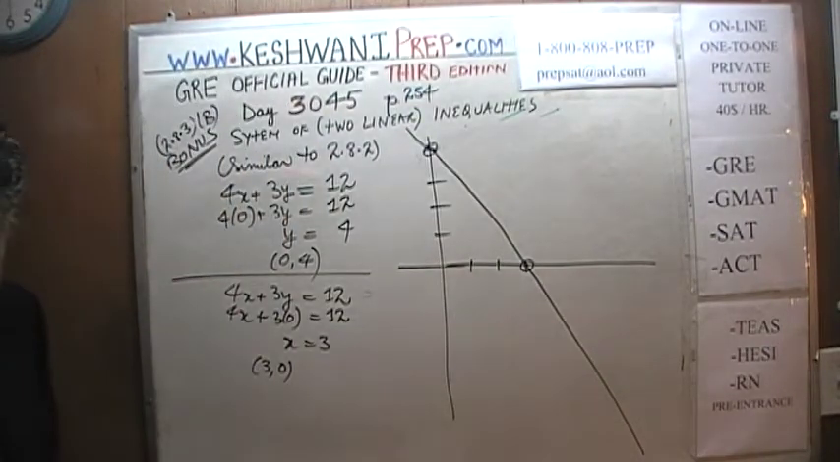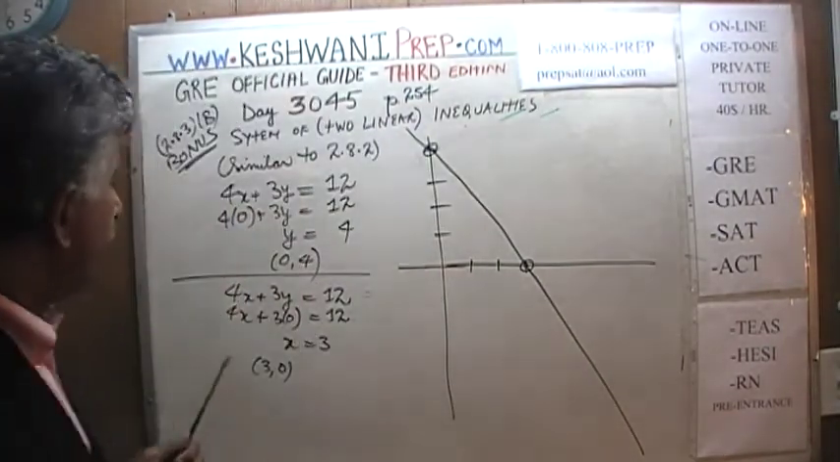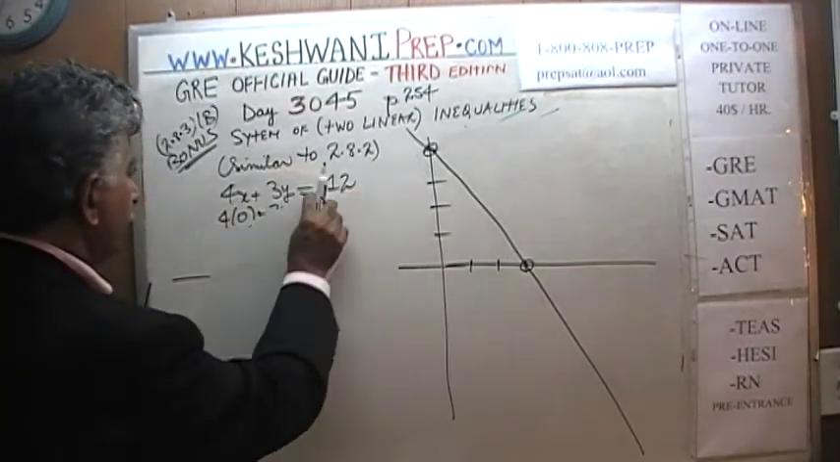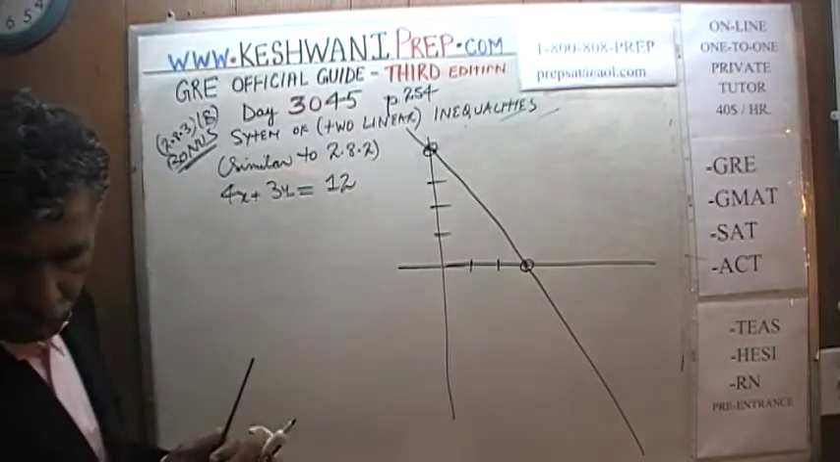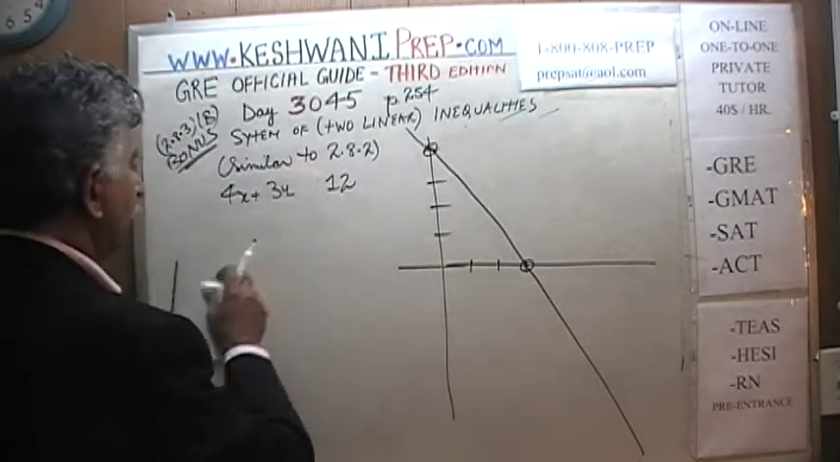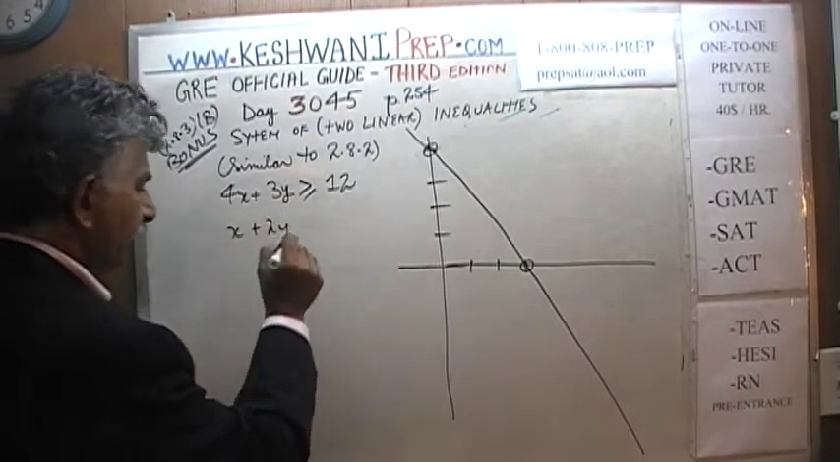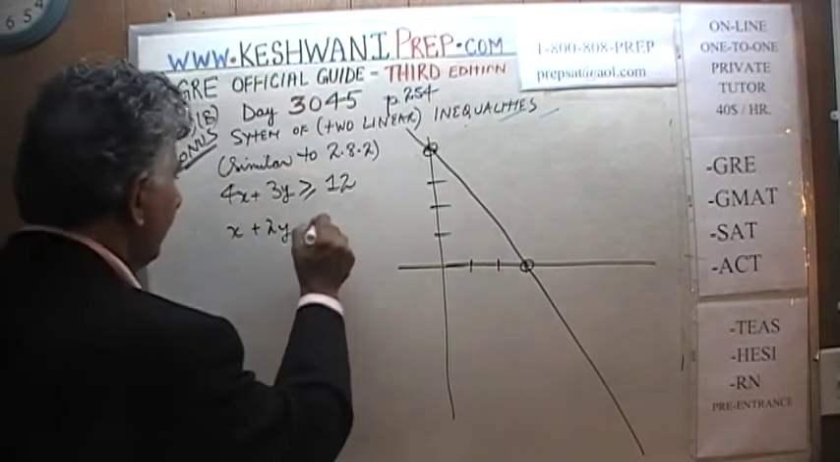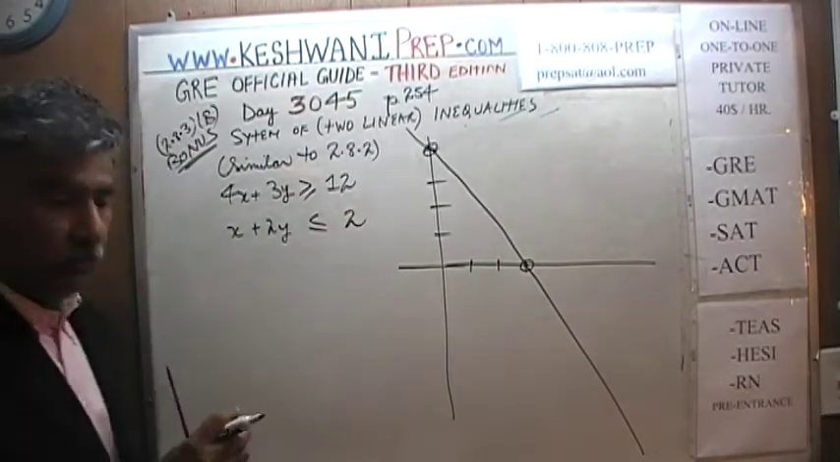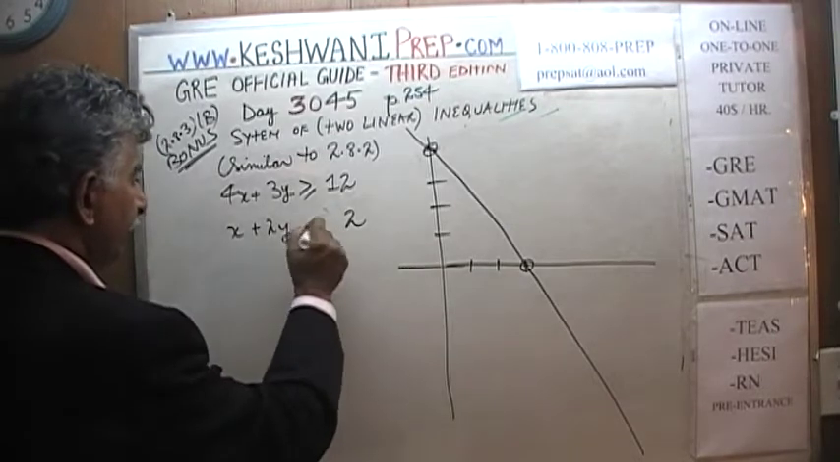Enough of the talk. The next one was x plus 2y. This one we were told it has to be greater than or equal to 12. So that one was this. x plus 2y, we are told, has to be less than or equal to 2. We'll deal with the equal to part first.